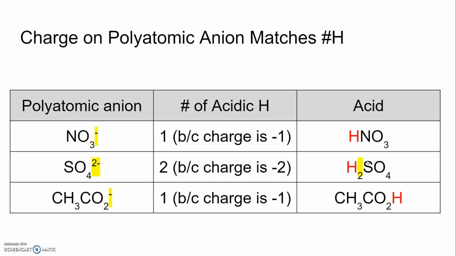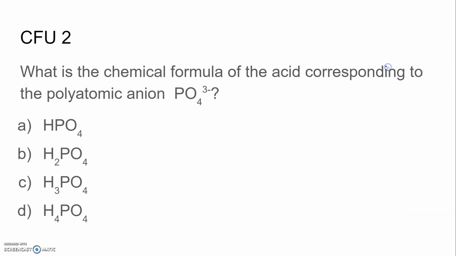So the charge of the polyatomic anion matches the number of hydrogens in the acid, okay? And you can see that here in this chart. If you need to, you can pause it to read through the chart. We're now going to move on to a CFU where we're applying this knowledge, figuring out how many hydrogens are in the acid that comes from the polyatomic anion.